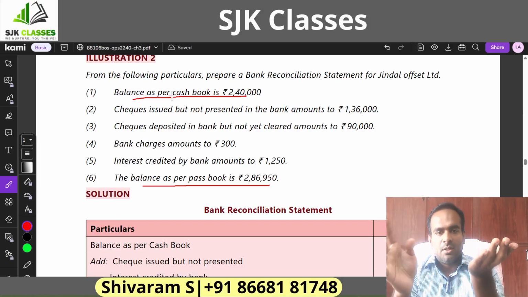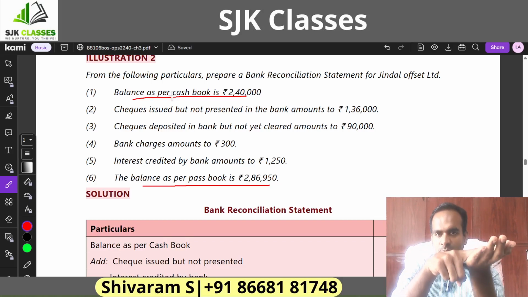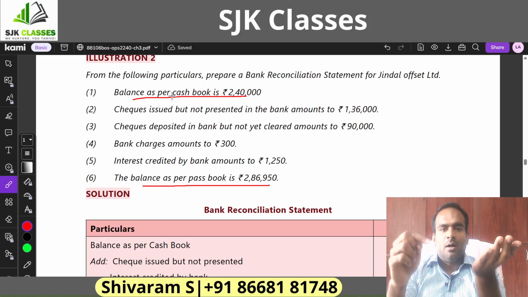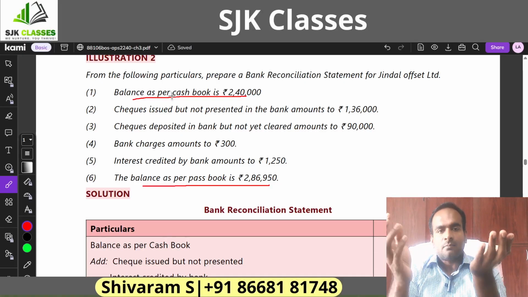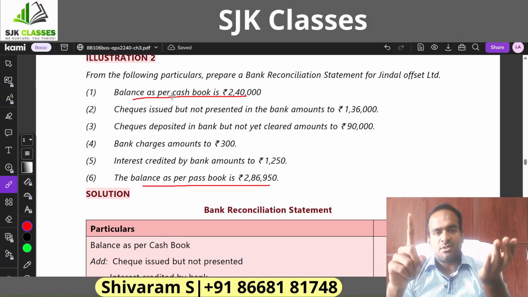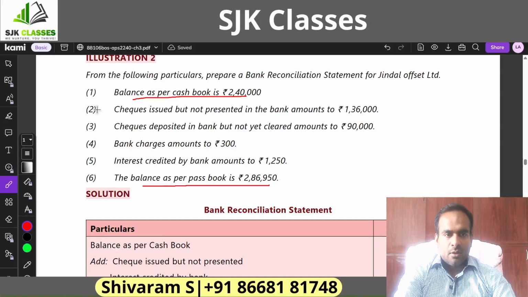Forget the balances and all. Just remember that left hand is cash book and right is passbook. Ignore the amounts, no need of these amounts right now. Now let's take the first transaction. Look at this point: checks issued but not presented in the bank amounts to 1,36,000.